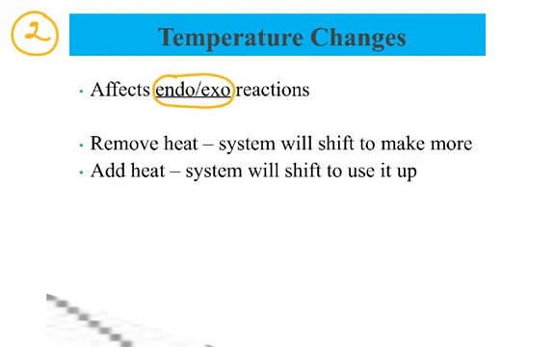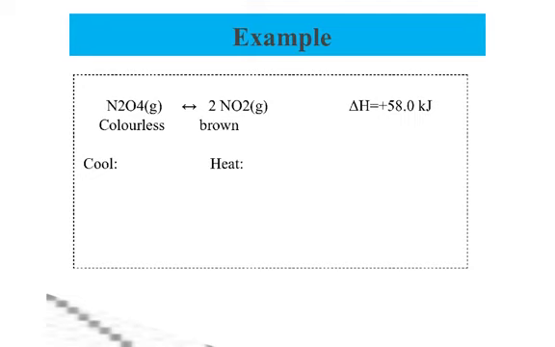So if we remove heat, the system's going to shift to try to make more heat. If I add heat, it's going to try to cool it off. It's always going to try to undo what we do. The key to temperature changes is to treat it like concentration. And to do that, we're going to add energy as part of the equilibrium equation, as you'll see.